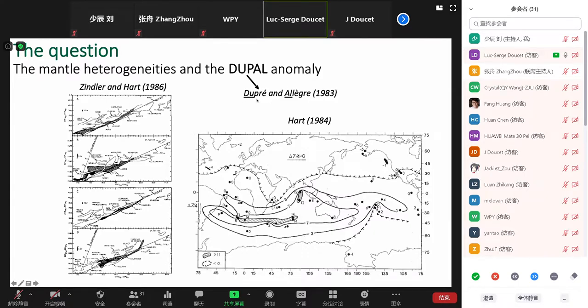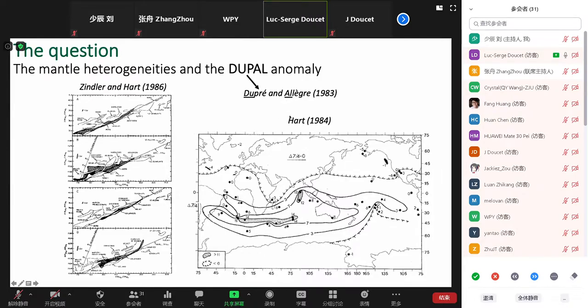The first paper is by Dupré and Allègre, 1983. In this study, Dupré and Allègre measured the lead and strontium isotopes in a lot of OIBs all over the place, right? And Hart in 1984 used this data and tried for the first time to see if there is a pattern in the location and the isotopic anomalies. And he saw something he called the Dupal Anomaly. Dupal because it stands for Dupré, D-U, and Allègre, A-L, Dupal Anomaly.